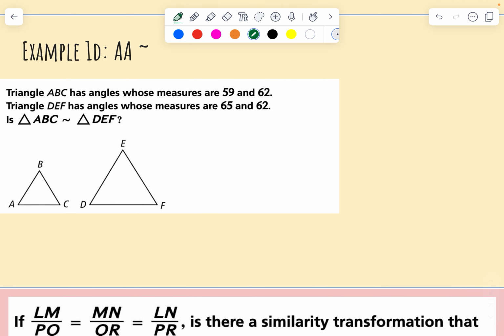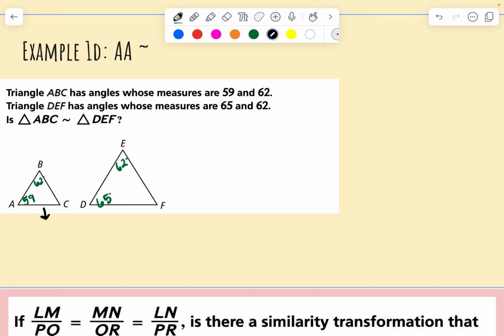Triangle ABC has angles whose measures are 59 and 62. So I'm just going to say this is 59 and this is 62. Triangle DEF has angles whose measures are 65 and 62. So we'll say that's 65 and that's 62. Are they congruent? Well, we have to find what angle C and angle F are before we can determine whether or not these are congruent.